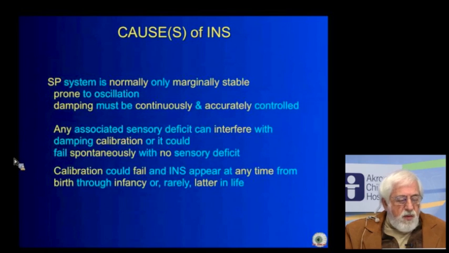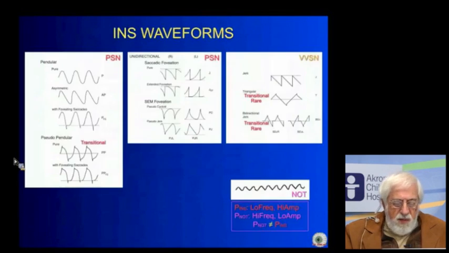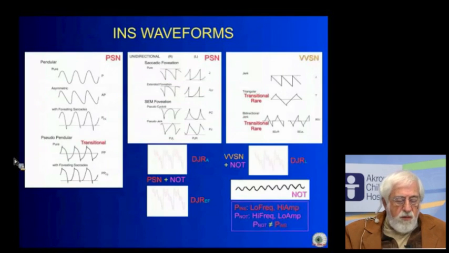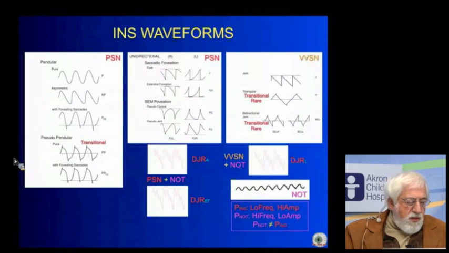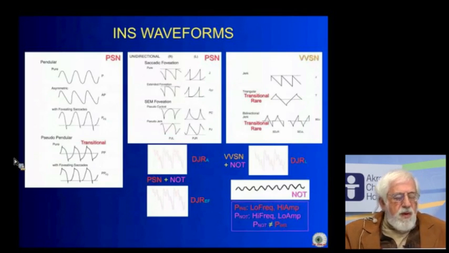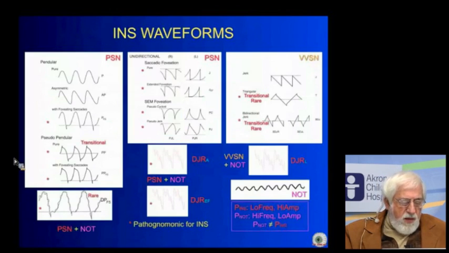That gives rise to all of these waveforms, which we're not going to go through one at a time, and some other waveforms that come from the nucleus of the optic tract, a high frequency, low amplitude oscillation, which can superimpose on the INS waveforms. But the key here is that there are certain ones with a red star here that are pathognomonic for INS. You make a recording, you know immediately what you have if you find any of those waveforms.